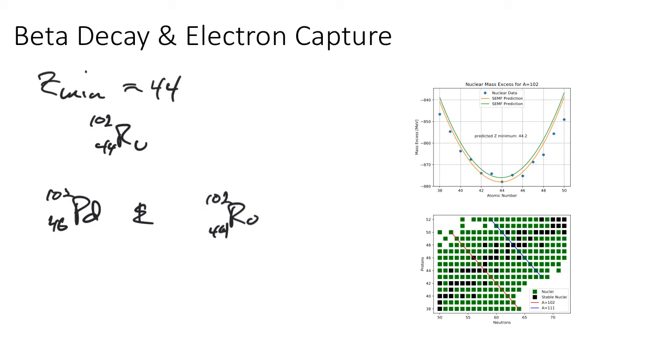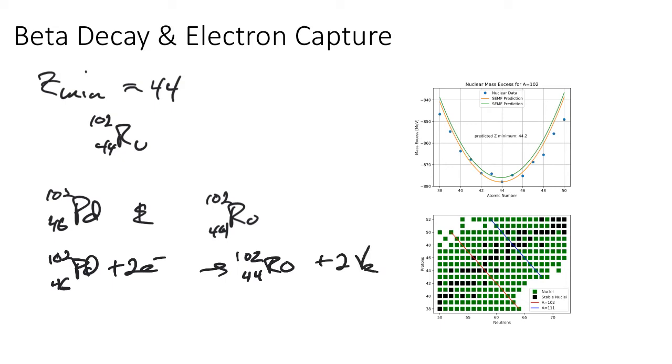It is interesting, you can sometimes imagine that you would have a double inverse beta decay, in which you'd have something like 102 palladium 46 plus 2 electrons goes to ruthenium 44 plus 2 electron neutrinos. And this would be called double beta decay, or double inverse beta decay. In this particular case with palladium, that has not been observed, but there have been a few cases of double beta decay observed.